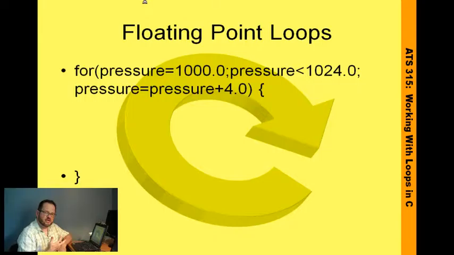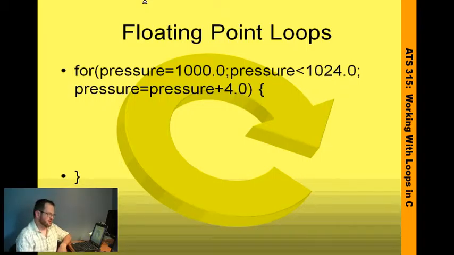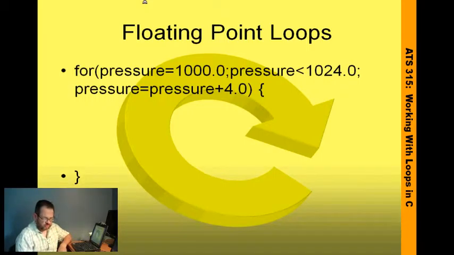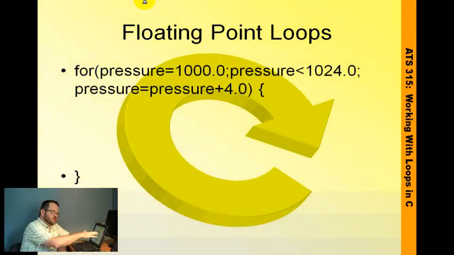Like, let's say I had a floating point number called pressure. Let's say I was trying to draw contours of pressure every 4 millibars, from 1,000 to 1,024, or 1,000 to 1,020, or whatever. I could start with pressure equals 1,000, and then as long as pressure was less than 1,024, it would do whatever's inside the loop, each time through the loop, increasing the value of pressure equals pressure plus 4. Okay, so we're using a floating point number there instead of an integer.